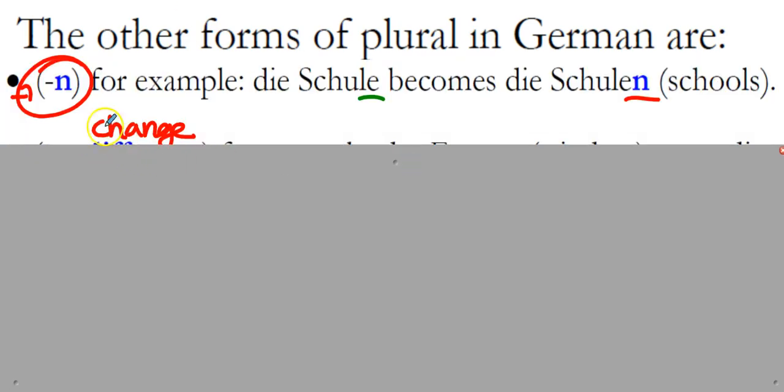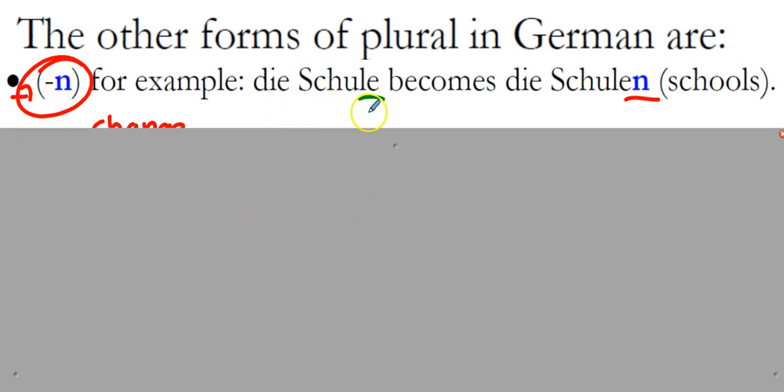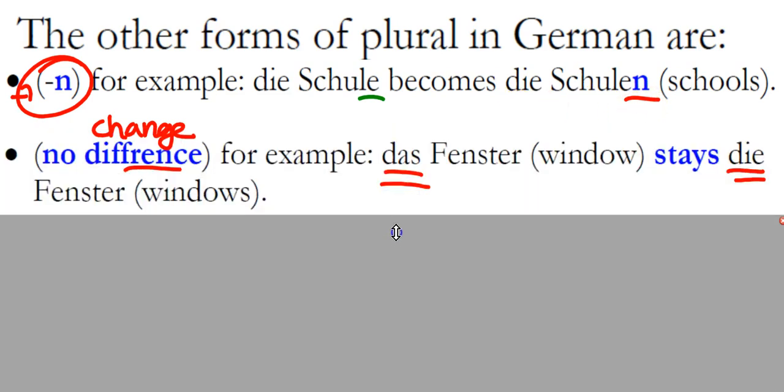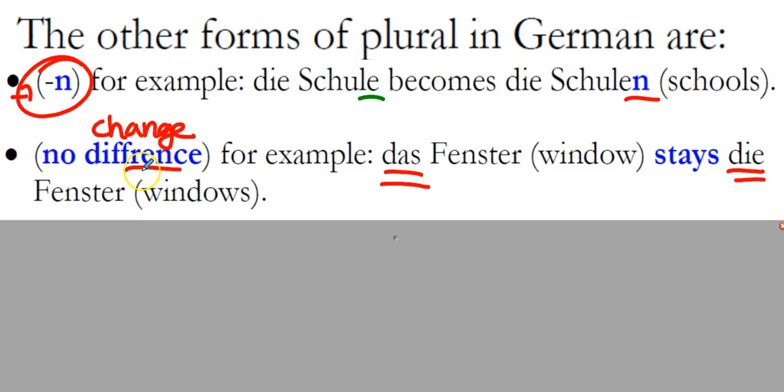So, sometimes you might just add an n. So die Schule already ends in an e, becomes die Schulen. Sometimes there's no change. Okay, no difference. So das Fenster is die Fenster. There's no ending change on the word. The only thing that changes is that it's the plural die.